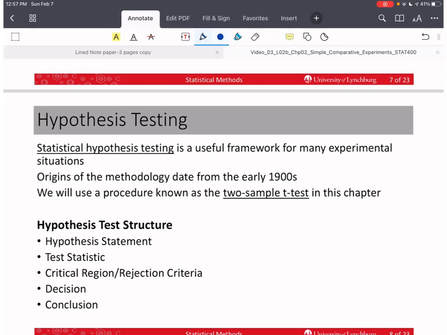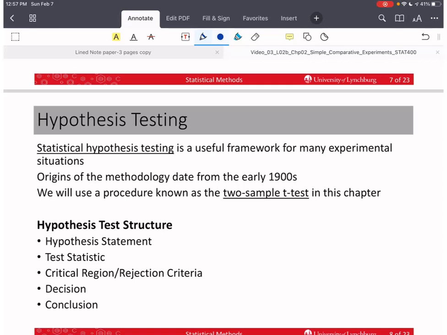Some people use it without realizing that they're actually doing it. I don't want you to be in that arena. I want you to really understand what you're doing when you're practicing statistics. So the methodology was developed in the early 1900s, so it's been around for quite a while now, over 100 years.